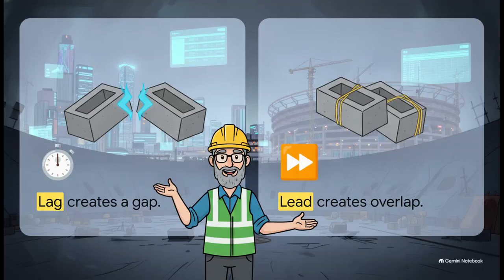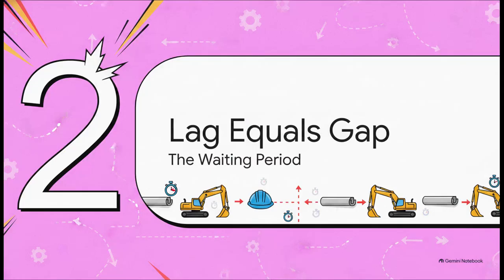To build a defensible schedule, we really have to strip away all the software jargon and focus on physical behavior. If you take away just one thing today, let it be this mnemonic anchor. Lag pushes activities apart, but lead pulls activities together. It's truly that simple. A lag creates a gap or a waiting period, effectively delaying the successor. A lead creates an overlap, allowing for fast tracking, advancing the successor, so the two activities actually happen at the same time.